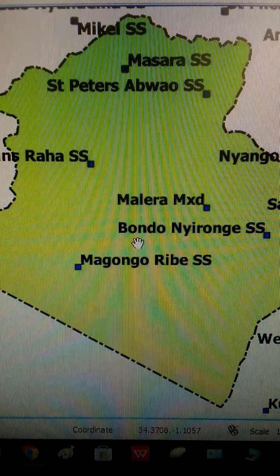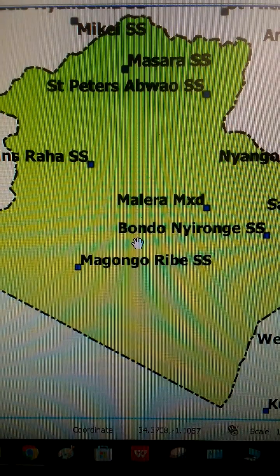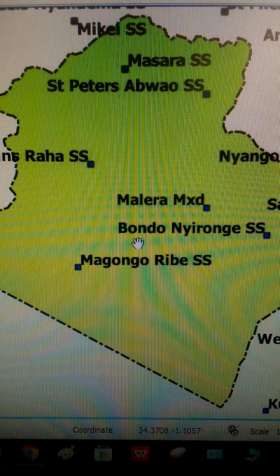The map in the video was generated by using GIS. GIS in full is Geographic Information Systems. It helps us to understand patterns, relationships in the geographic context.